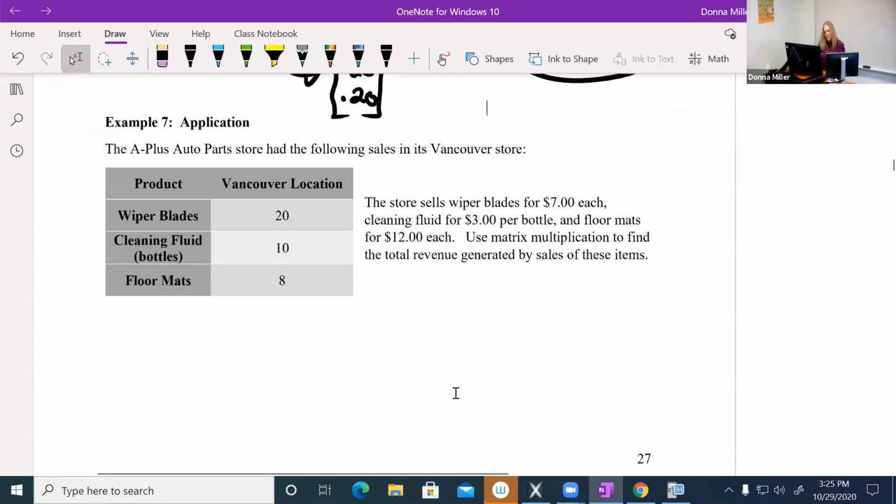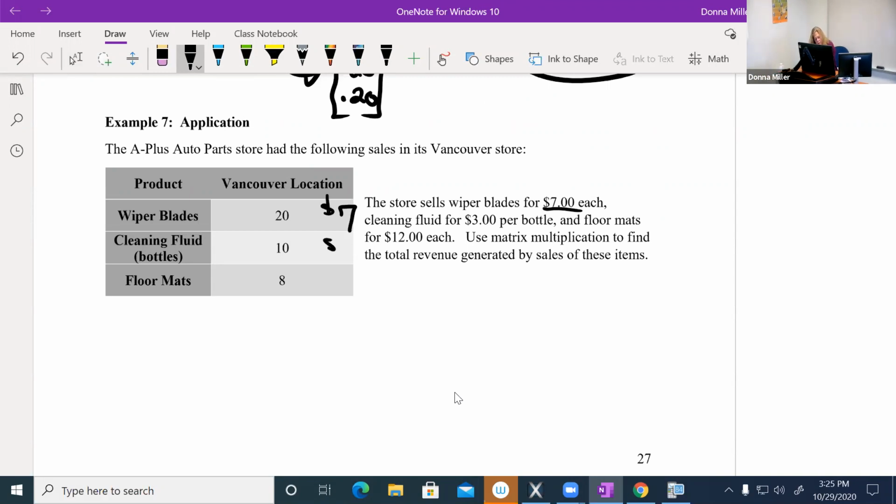So this next one, same kind of problem. It says the A Plus Auto Parts store had the following sales. Okay, so they sold wiper blades, cleaning fluid, and floor mats. The store sells wiper blades for $7 each, cleaning fluid for $3 each, and floor mats for $12 each. Use matrix multiplication to find the total revenue. So again, I only want one answer. I want a 1 by 1 out. I've got 3 things, right? So I have to take a 1 by 3 times a 3 by 1 to get that 1 by 1.